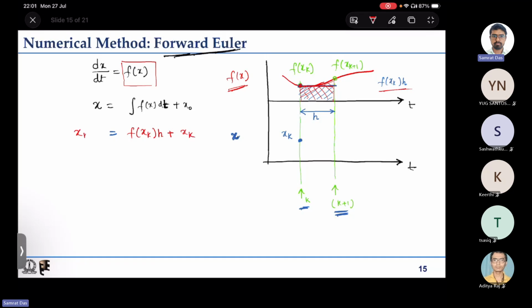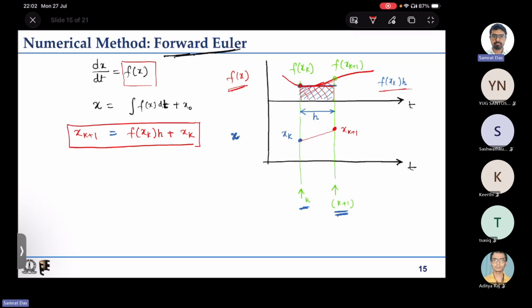So this will become f of xk into h plus x0, which is nothing but xk, and this is xk plus 1. Xk plus 1 will be some value, say here, this will be x of k plus 1, and it is assumed that it increases like this. So this is what I derived by graphical understanding.